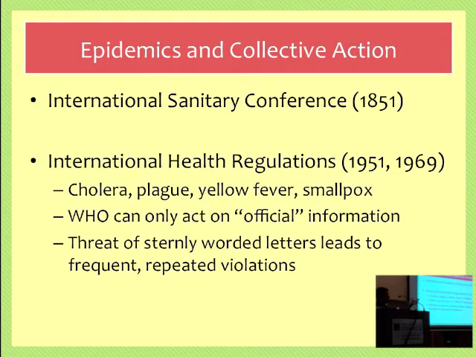And they were revised in 1969. What did they do? They basically said WHO needs to find out information. States must report information about cholera, plague, yellow fever, and smallpox. And the WHO is only allowed to act on official information. Remember smallpox, Iran? Was there any official information coming out of Iran? No. So what could the WHO do? Nothing.